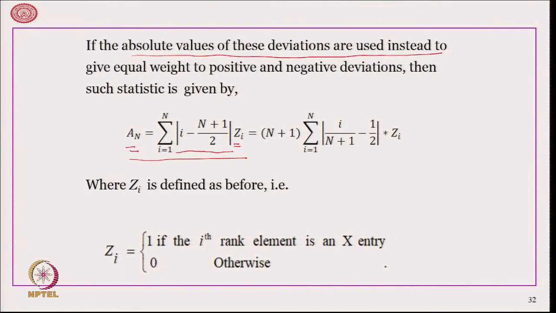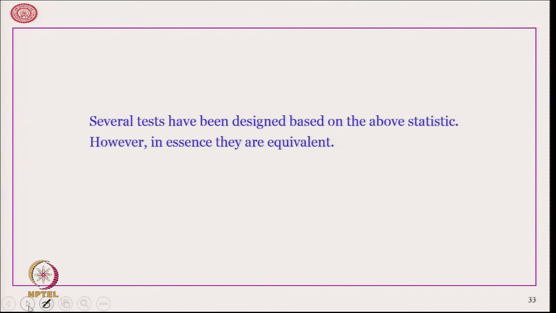Now, this can be written, if we take out capital N plus 1 as common, as i upon N plus 1 minus half multiplied by the indicator variable. That is, zi is equal to 1 if the ith rank element is an x entry, and it is 0 if the ith rank element is from y. So, the same principle has been used in designing several statistics, but in some sense these are equivalent. However, there are subtle differences which are worth studying, to understand how these people have thought about making their non-parametric tests based on only a few samples.